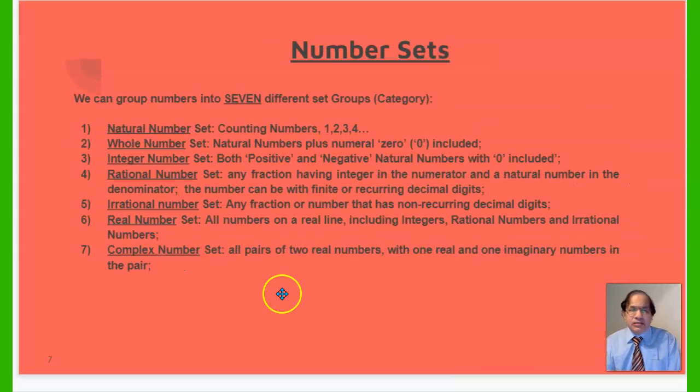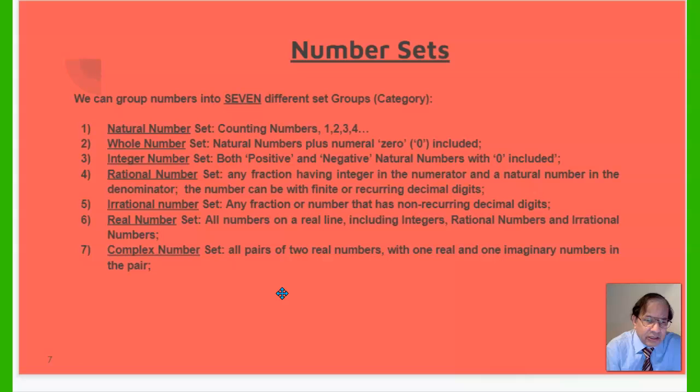The numbers we can classify under 7 different set groups. The first one is natural numbers or counting numbers, 1, 2, 3, 4, etc. The whole numbers, which are natural numbers plus 0 included. Integer numbers, both positive and negative.